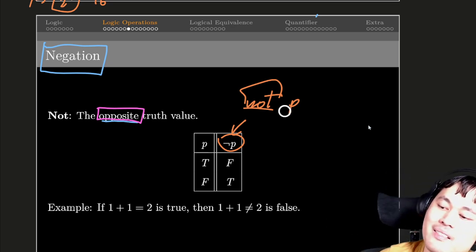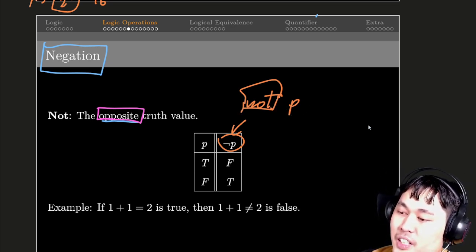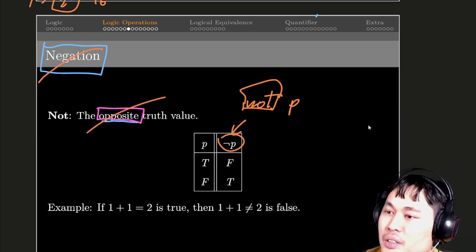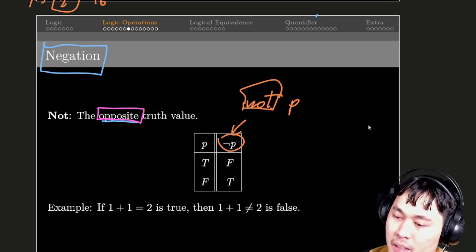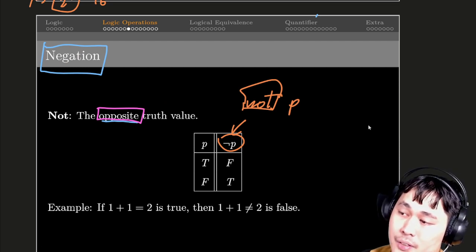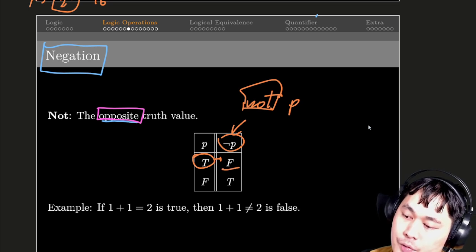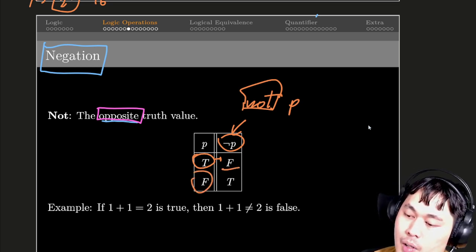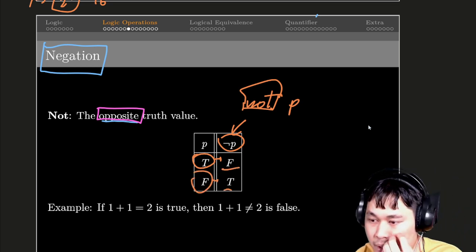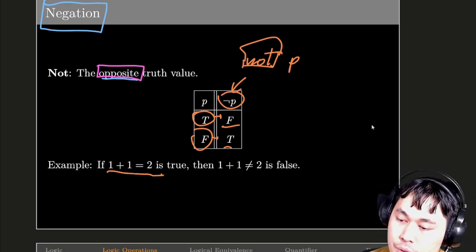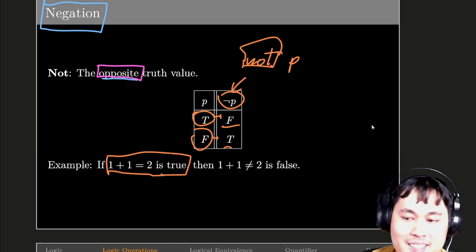It's confusing at first, but once you stick with symbols, then maybe you don't need to know those words anymore. It means whatever we have, we flip it to the other side. If your statement is true, then the not of that statement is false. If your statement is false, then the not of that statement is true. For example, 1 plus 1 equals 2 is true. And yeah, it's true, right?